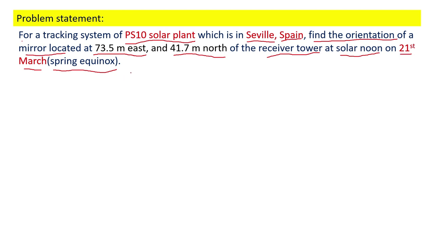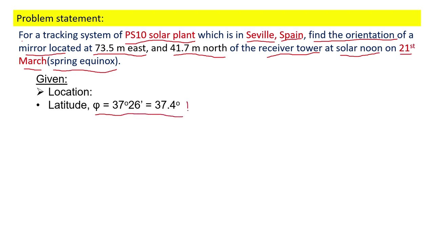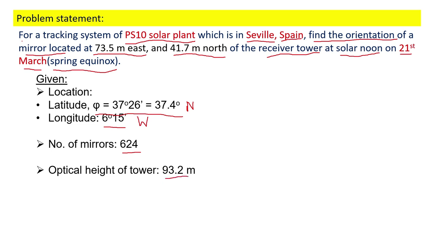So with all this information, we have to find the orientation of the mirror at this particular instant of time, solar noon. Let's list down what all the information is given. First, the location is Sevilla, Spain, and for Sevilla, the latitude is 37.4 degree, and it is in the northern hemisphere, so it is 37.4 degree north. Then the longitude is 6 degree 15 minutes, and it is in the western hemisphere, so we can write 6 degree 15 minute west. The number of mirrors in the PS10 solar plant is 624. The optical height of the tower is 93.2 meters; I will discuss what optical height is in the next slide. The time, as I discussed, is solar noon, and for solar noon, we know that the hour angle is 0 degree.